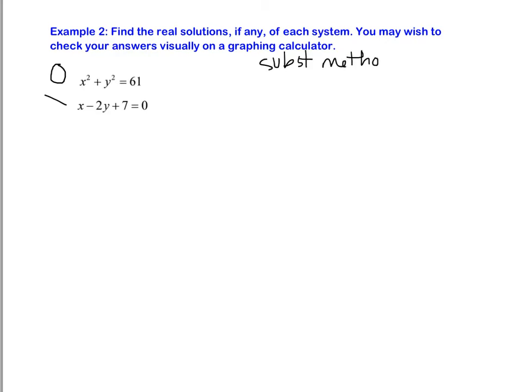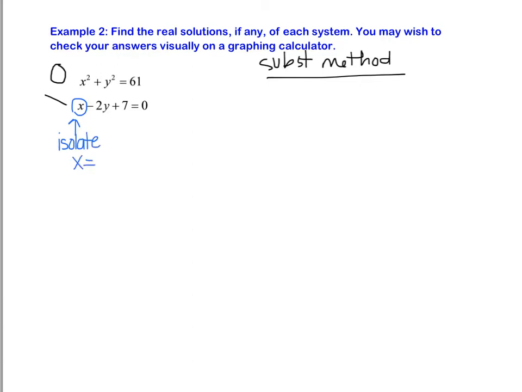And maybe a little bit more work for this one because we need to pick a variable to isolate. So I'm going to look for one that looks easiest to isolate. I see that the x here just has a coefficient of 1, and it looks pretty easy to get by itself because I can just add the 2y and subtract the 7. So that's what I'm going to do here. I'm going to choose to isolate x.